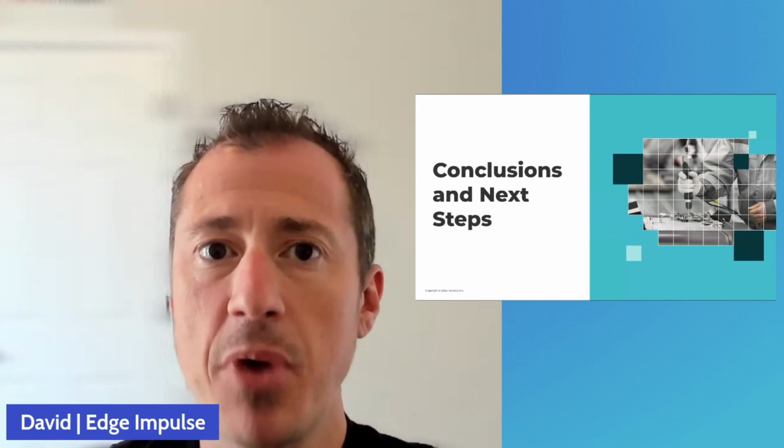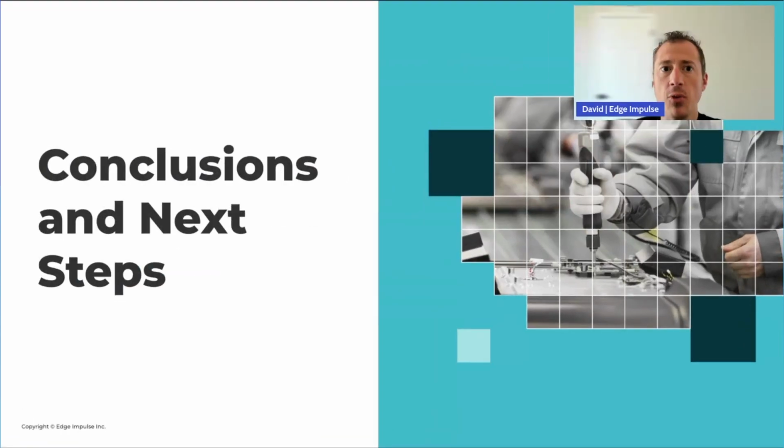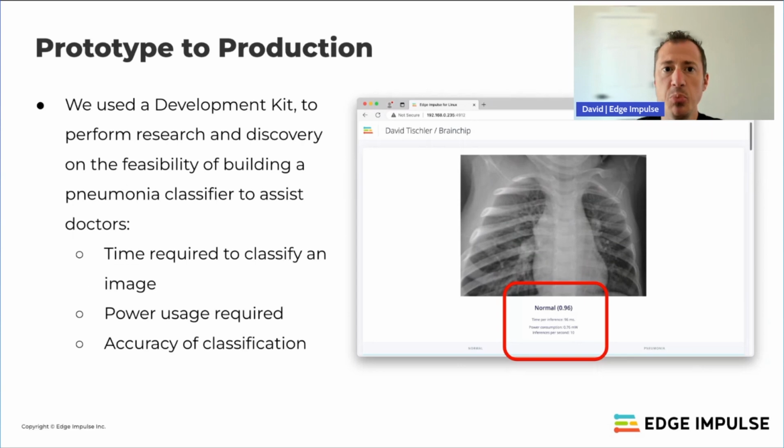The final item on our agenda is to evaluate our results, have a closer look at what we discovered, and consider what some potential next steps might be. We successfully built and deployed our model, but let's review what we set out to accomplish. We wanted to understand the feasibility of building a pneumonia classifier that could assist doctors by learning about the time needed to evaluate an X-ray, the power required to run the Edge AI model, and find out what type of accuracy we could achieve.